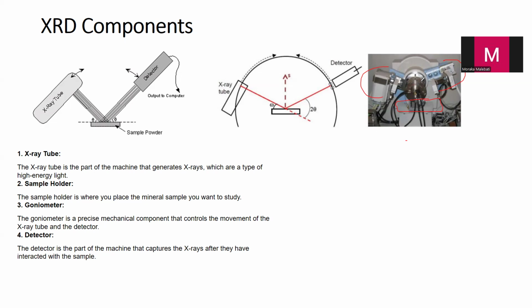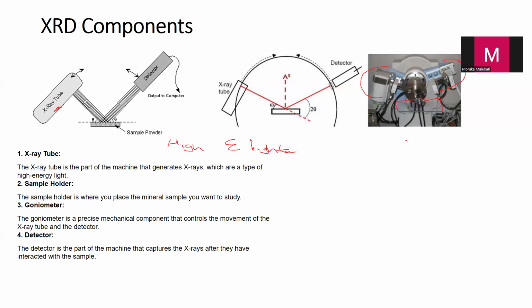Now, what I want to bring to your attention is the X-ray tube, this one. The X-ray tube is the part of this machine that generates the X-rays. X-rays are a type of high energy light, and they are produced by the X-ray tube.